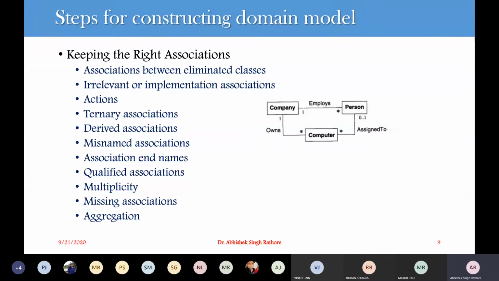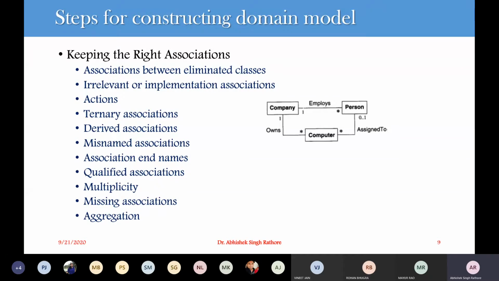So these actions can be eliminated from your domain model, because these actions are usually transient events, and we don't want to add transient events in our static structure, because these are dynamic behavior. We don't add dynamic behavior, because all that dynamic behavior will be restated or included in your state model. We are focusing on our domain model, or static model.